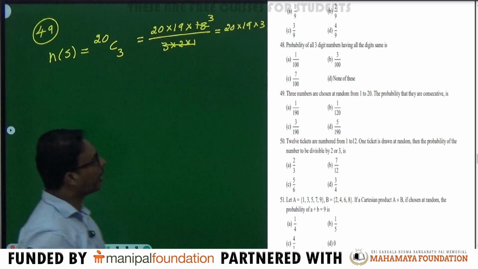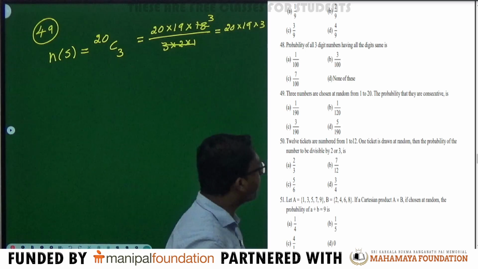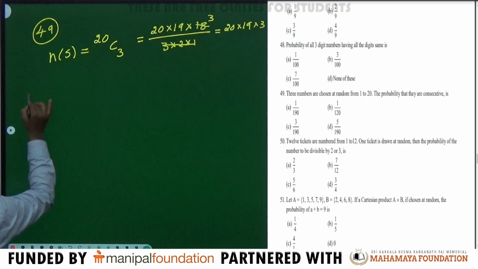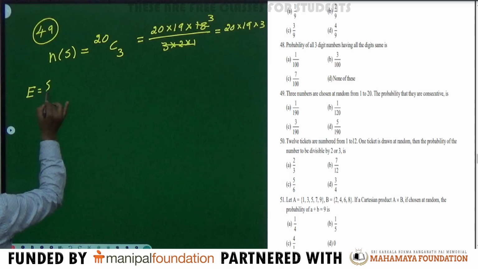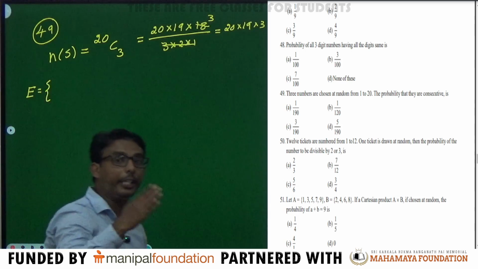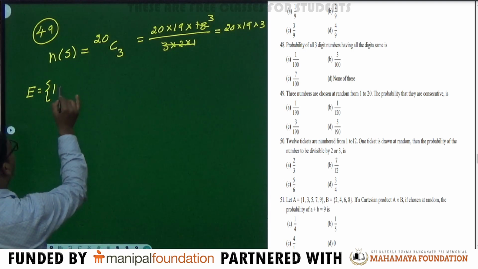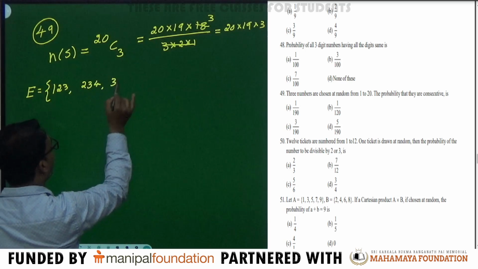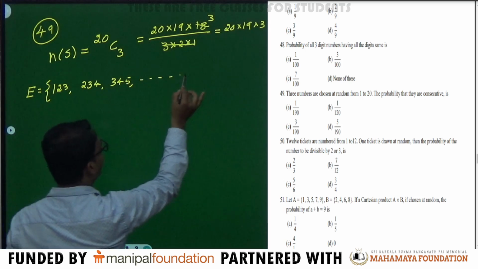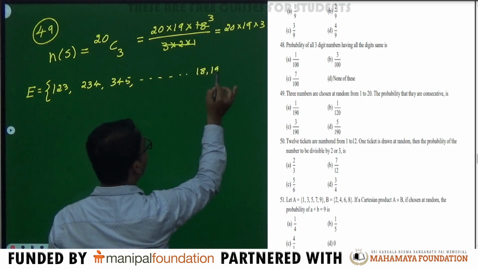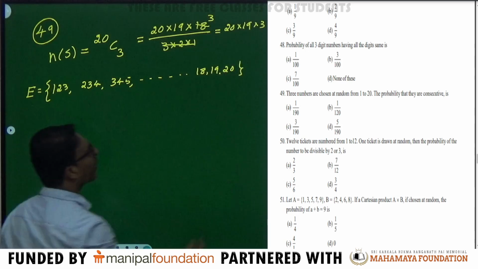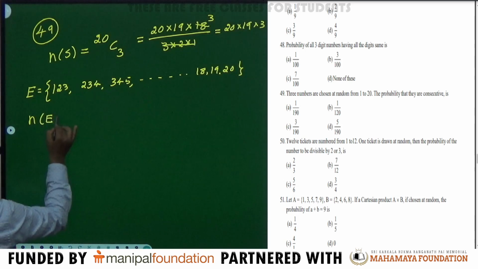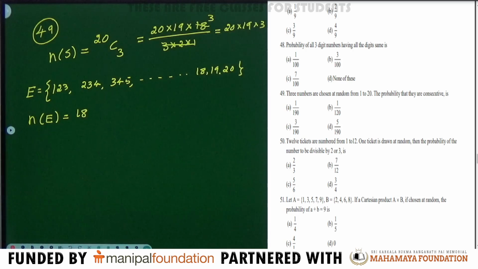Out of that, for which event do we have to find the probability? They are consecutive. Therefore, what are the possible elements under the event E? We have to select three consecutive numbers. It may be 1 2 3 or 2 3 4 or 3 4 5, and it goes up to 18, 19, 20. Therefore, the number of elements under the event E is equal to 18.